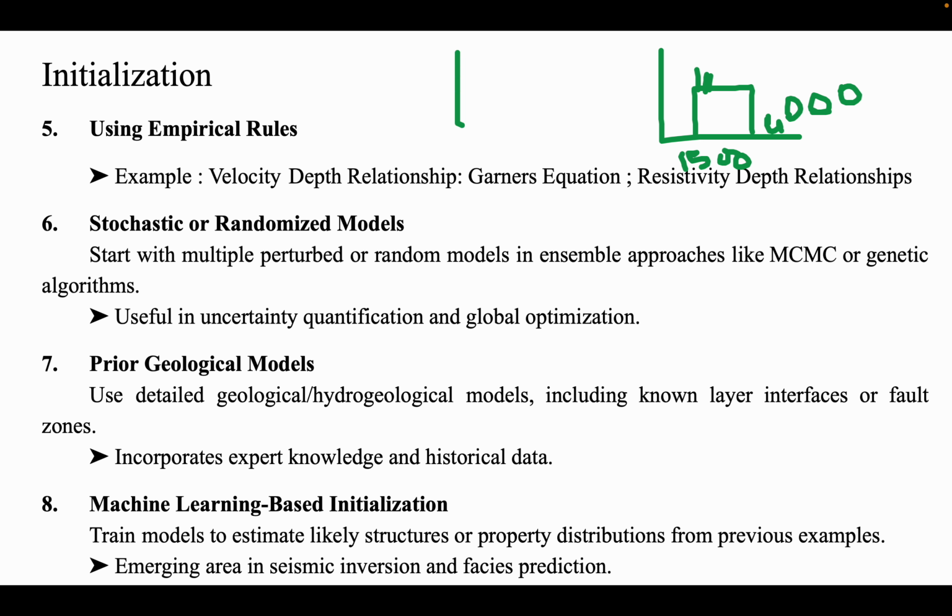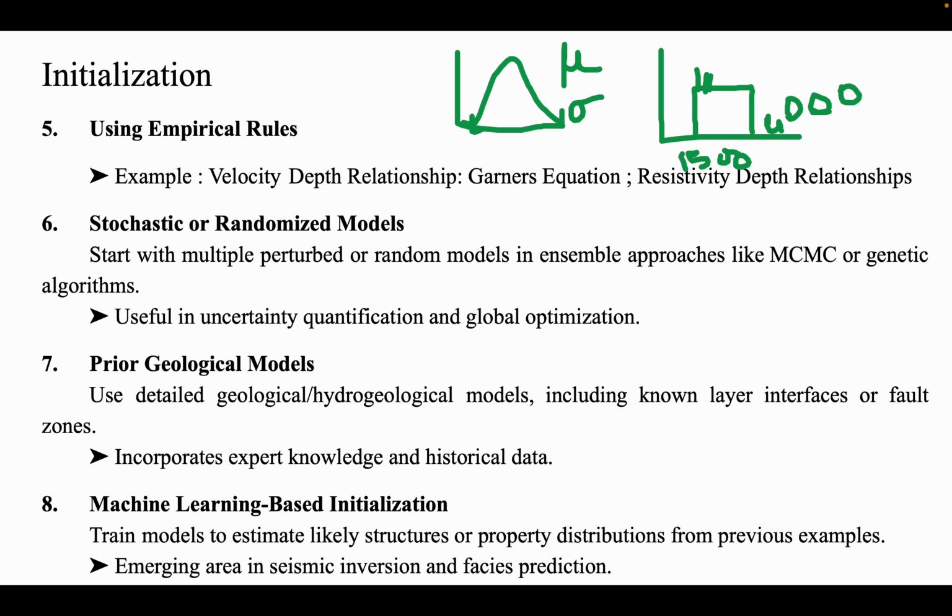Another distribution which is used a lot is Gaussian distribution, right? So there also we define that, okay, this is the boundary, and it is defined by the standard deviation and the mean. That is what we give. And then there's uncertainty quantification. We will look into it in detail while doing global optimization methods. Using prior geological model methods, we are integrating geophysical information from other methods. And then machine learning based initializations are also used.